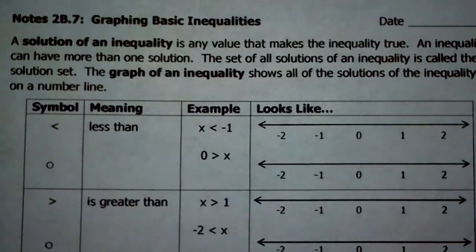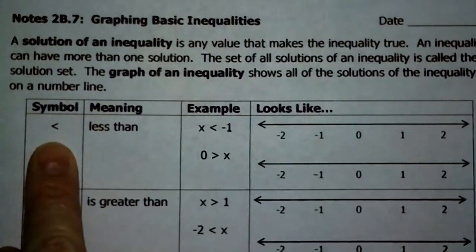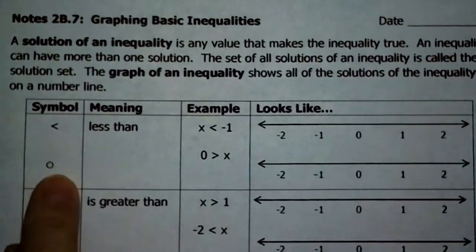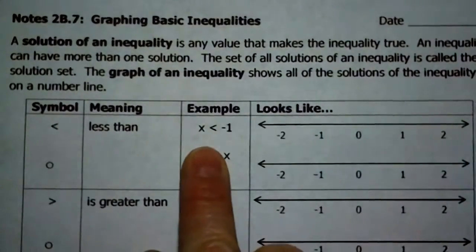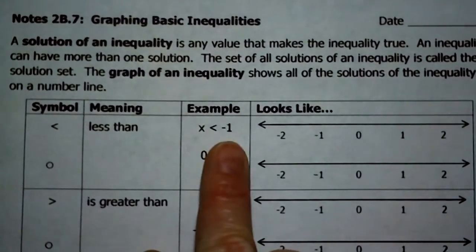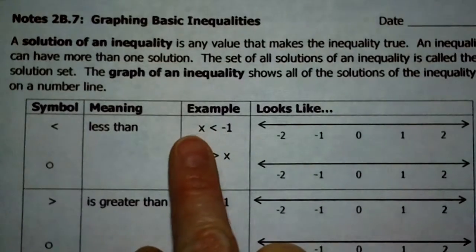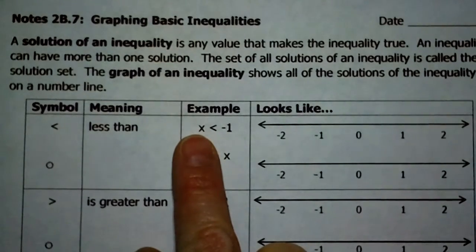So first off, if you see the symbol less than, you're going to use an open circle when you're creating your graph, because if something is less than an amount, it means it can't be that amount. It can only be less than that. So we're going to graph two examples here. It says x is less than -1, and basically it's pointing at the value that's lower. Our job is to graph all of the values that x can be.